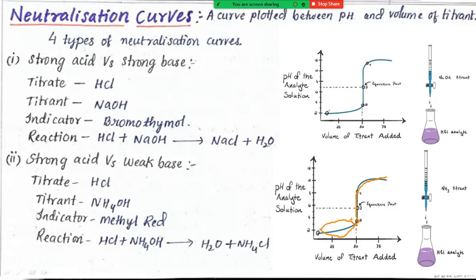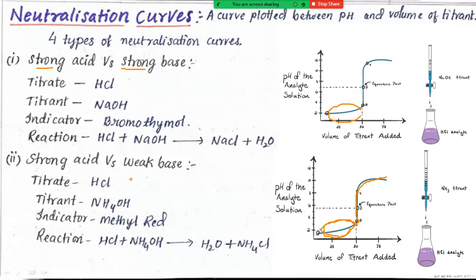So what is the reason the buffer comes here, and why are we not getting a buffer in strong acid and strong base? In strong acid and strong base we do not get any buffer. Why? Because both solutions are strong in nature, so immediately they get converted into the salt. They have very high dissociation power, so they can easily release H plus ions and OH minus ions. That's why there is no formation of buffer in strong acid and strong base.